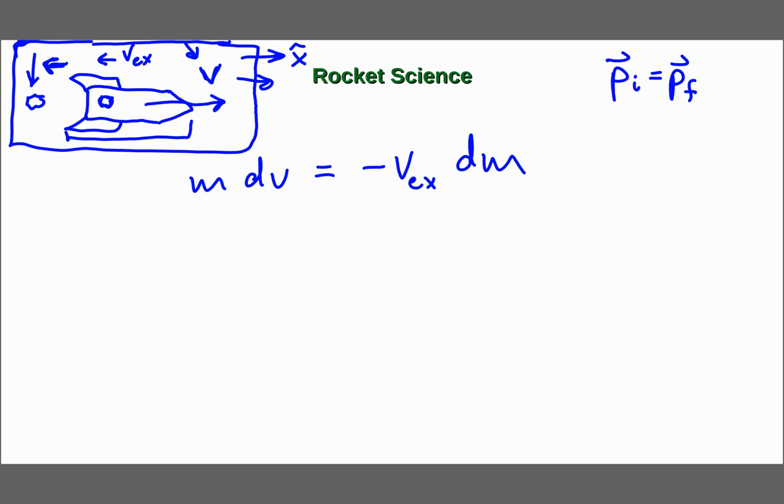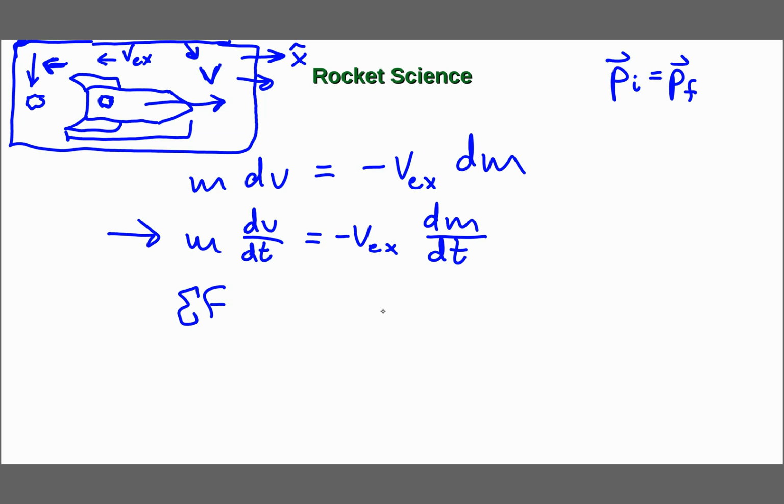Now remember that this was all happening in some infinitesimal piece of time. So if I divide my equation by that infinitesimal piece of time, I end up with m dv dt here and minus v exhaust dm dt. But this side, m dv dt, that's just net force. That's the net force on the rocket. Remember, this dv is the change in the rocket's speed. And that's equal to the speed that the engine pushes the exhaust out times dm dt, the derivative of the change of mass with respect to time.